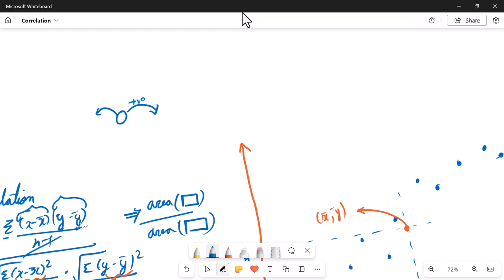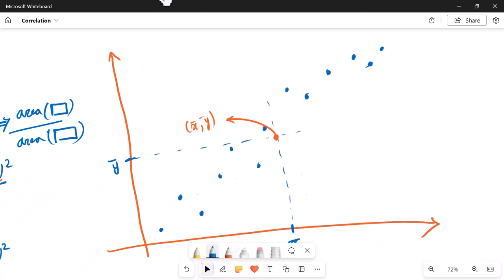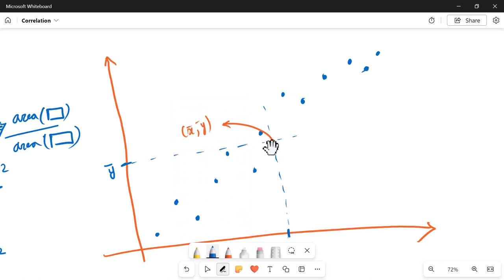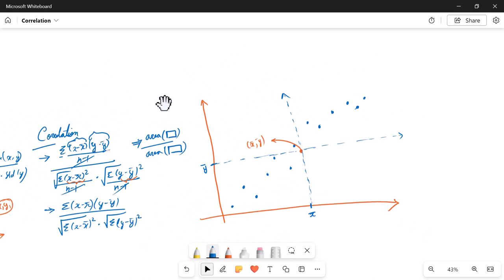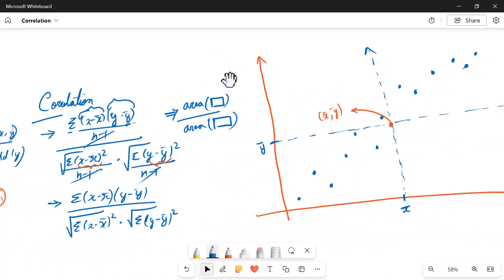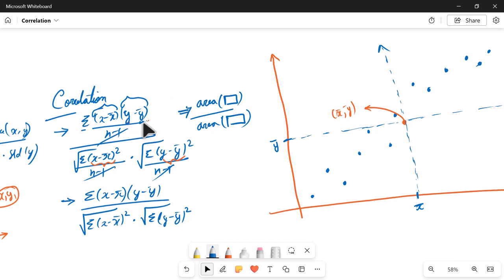So essentially, this point is our new origin. Let me extend the axes around this origin as well. Now we'll follow the footsteps of the formula and see what the formula is trying to convey. First we'll tackle the denominator part, then we'll move on to the numerator part, because the numerator part requires a healthy amount of discussion, but the denominator part is quite simple.